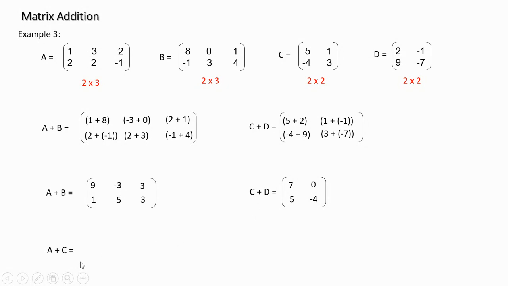Now, how about A plus C? A is 2 by 3, and C is 2 by 2. So this cannot be done because they're not the same size. Okay, now let's continue.